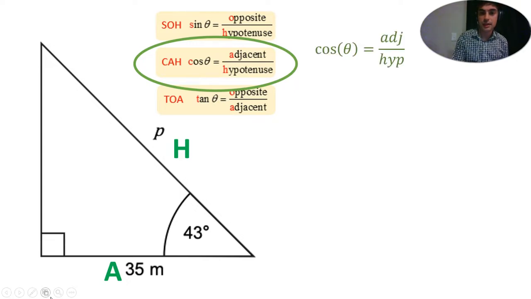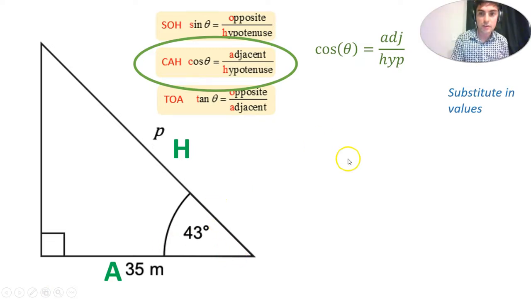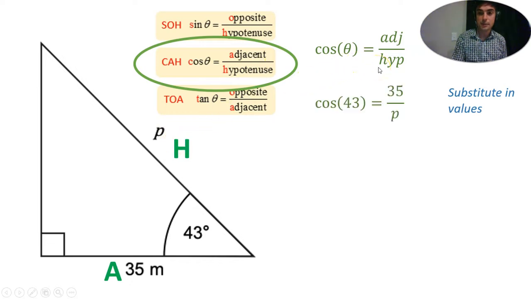So here's the ratio, and our first step is to substitute in the values. We're going to replace the letters in the equation with the current numbers. The theta that you see up here is going to be replaced by this 43, the angle. The adjacent is 35, so that goes at the top. And the hypotenuse is P, so that's what's going to go at the bottom, as you can see here.